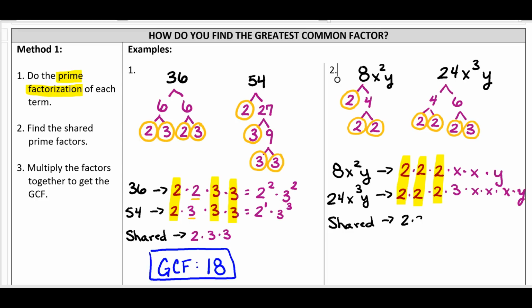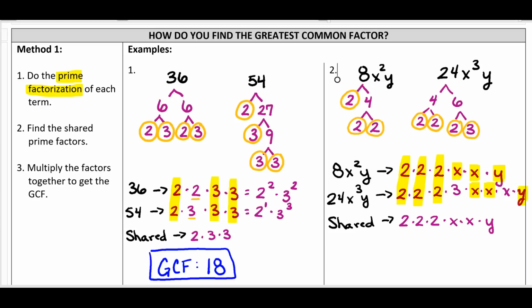of 2 times 2 times 2, or 2 cubed. Now there's not a 3 in common, so now we're going to look at our variables. So this x can be paired up with this x can be paired up with this x. So we have 2 shared x's, so times x times x. This x doesn't have a matched x on 8x squared y, so now we're going to look at our y's, and they have 1 y in common.